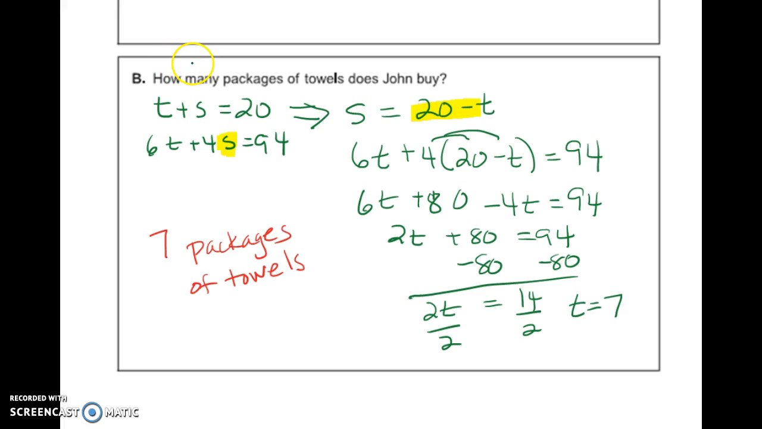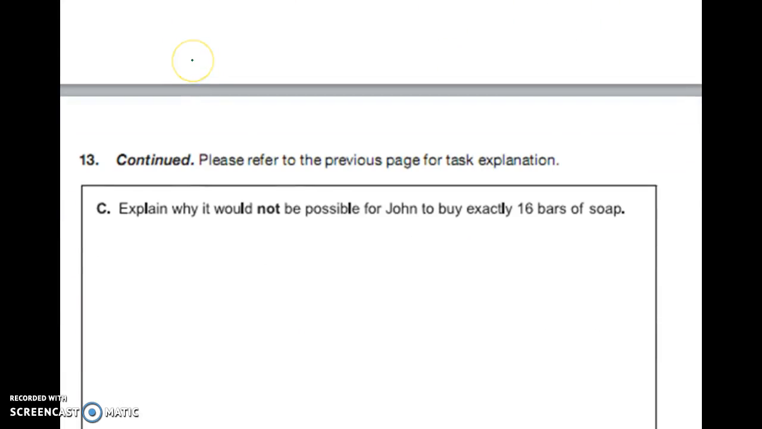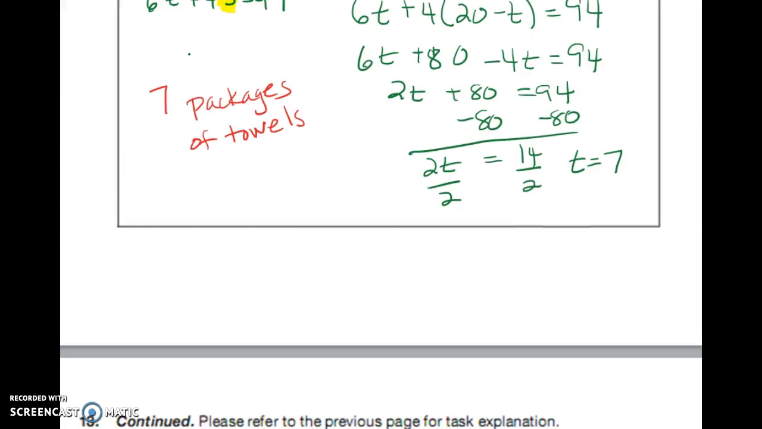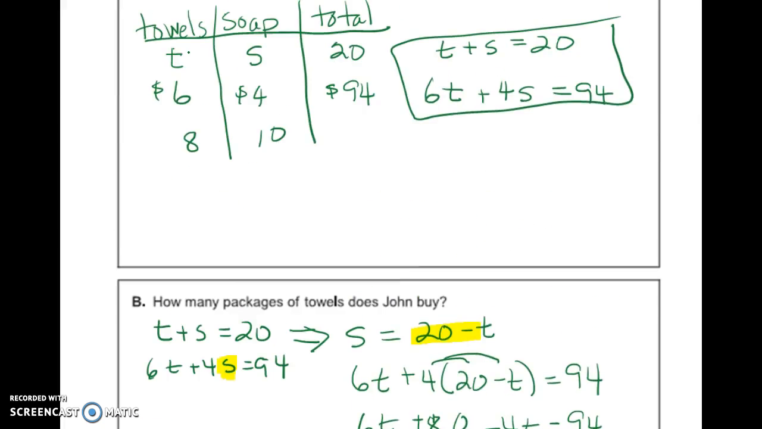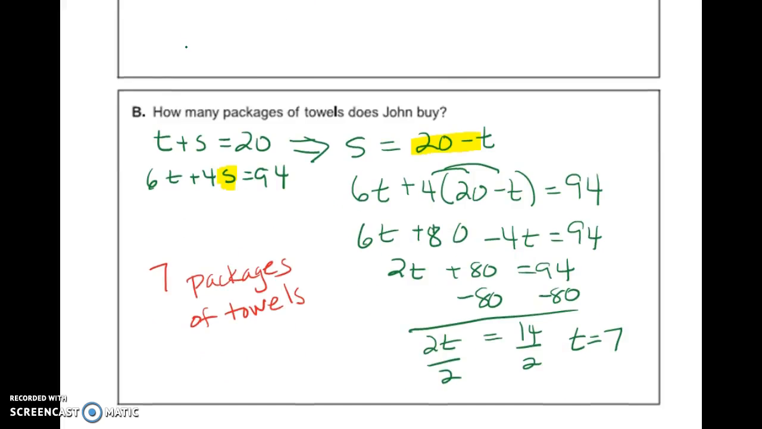The next question says, explain why it would not be possible for John to buy exactly 16 bars of soap. For this, we have to go back to the information that we put in our table. It says that each package of soap has 10 bars in it.